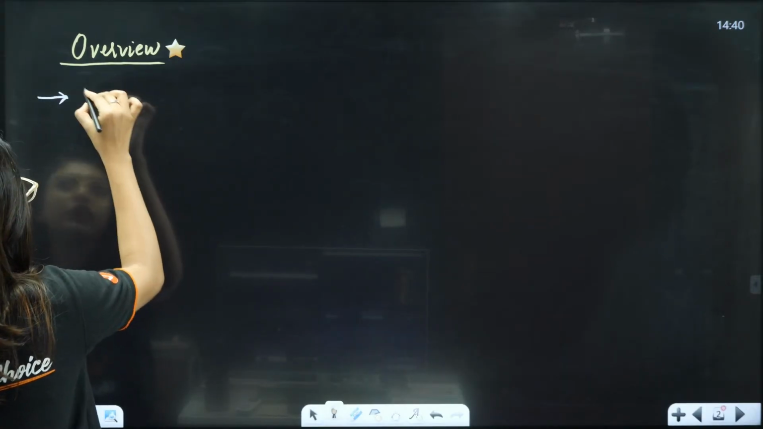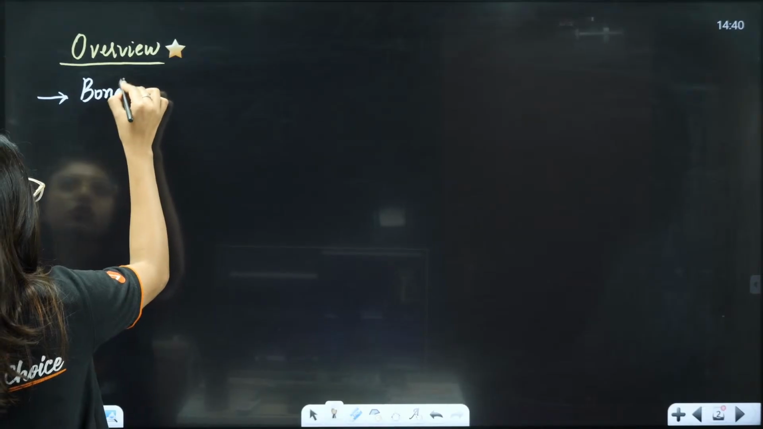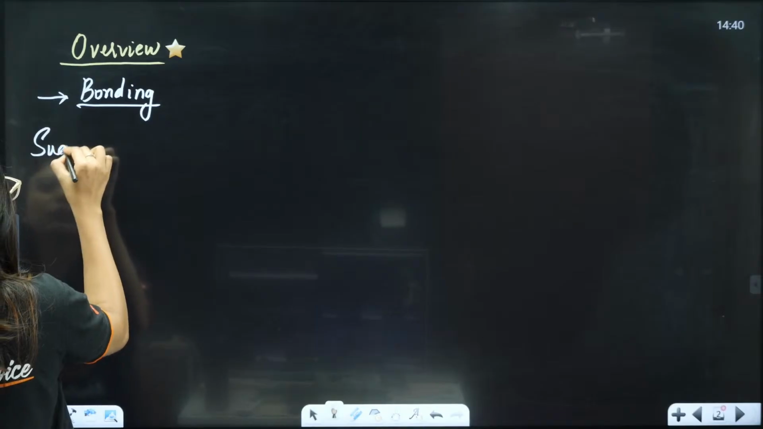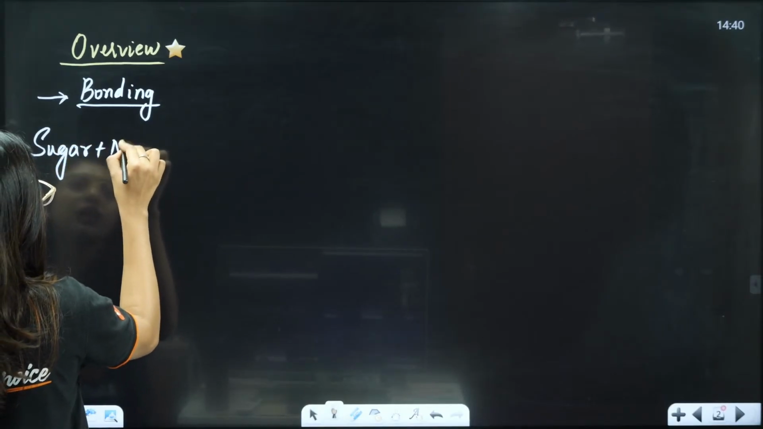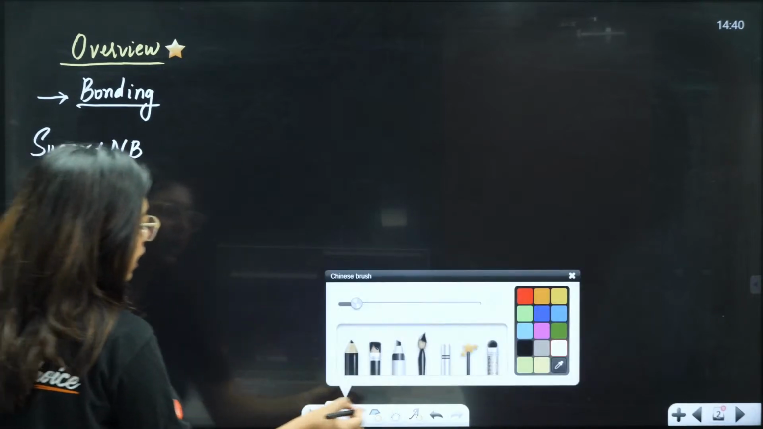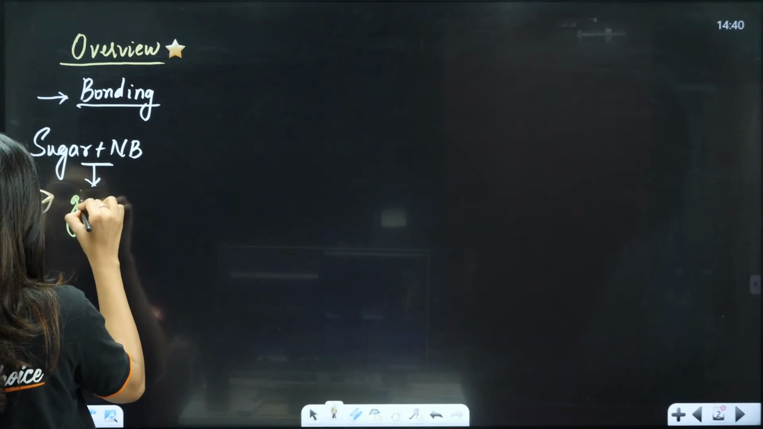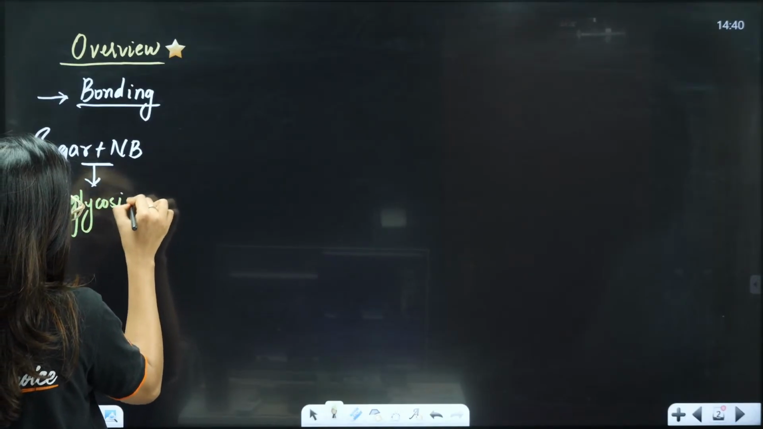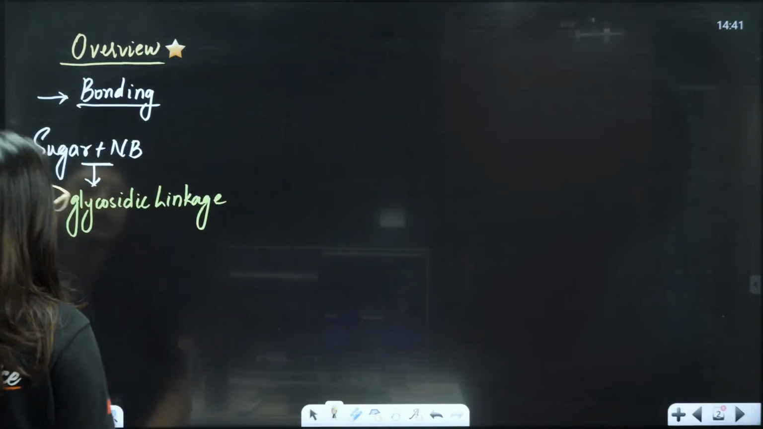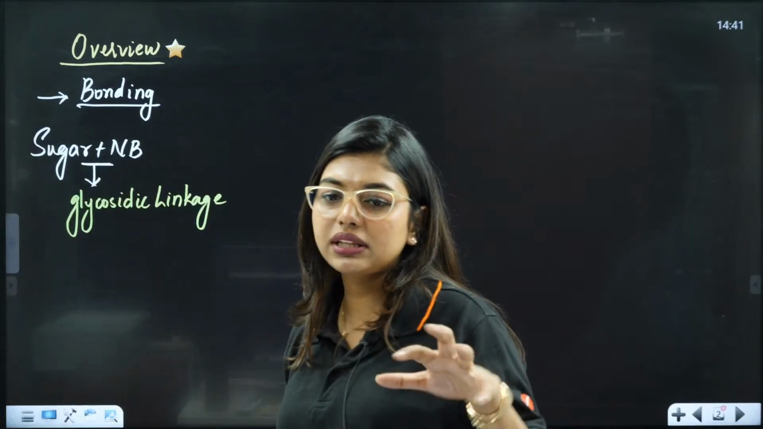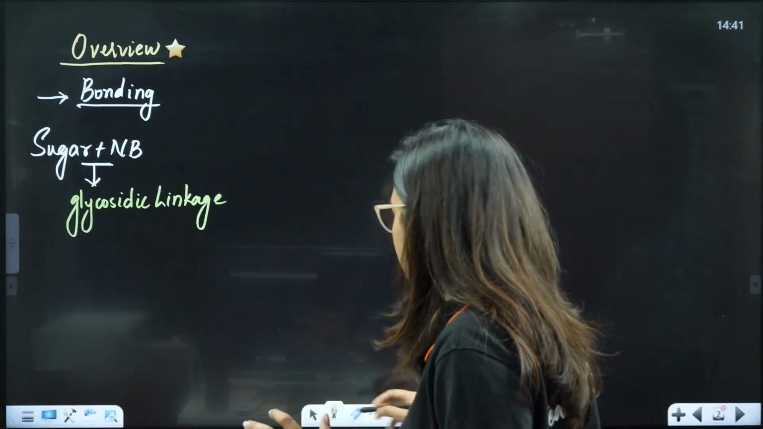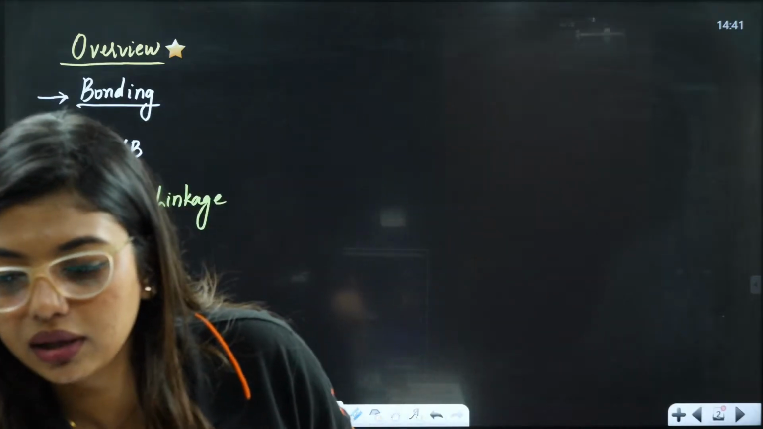Then we studied about bonding. Bonding is the most important here also. Remember, 2 bonds you have studied. What is the first bond you studied? Between the sugar and the nitrogenous base. What do you call that bonding? You call it glycosidic linkage. Sugar means glucose, so you can remember glycosidic. Glycosidic linkage you can remember.